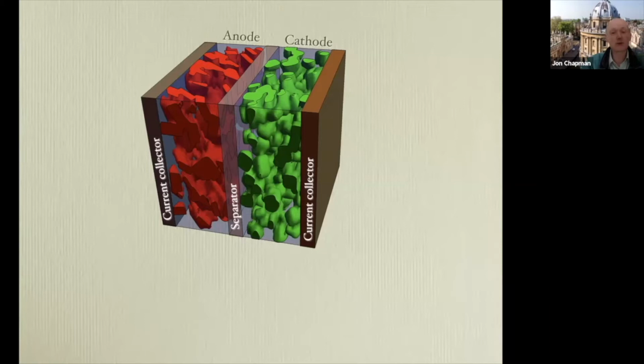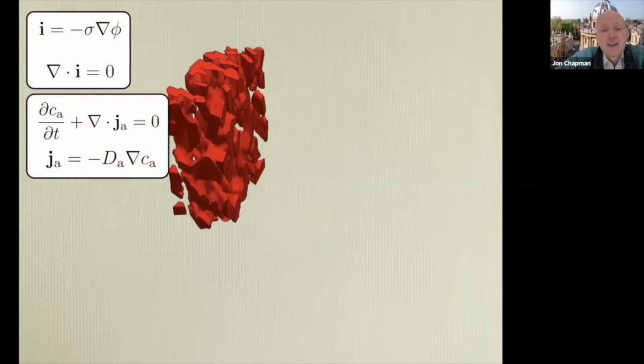So the sort of equations I'm going to write down are in the anode. For example, I've got electric current with a potential with Ohm's law, and then I've got some lithium intercalation. So Ca is the concentration of the lithium atoms. And I've just written down diffusion here. You could do something more complicated if you want. In particular, the diffusion coefficient could be a function of the concentration.